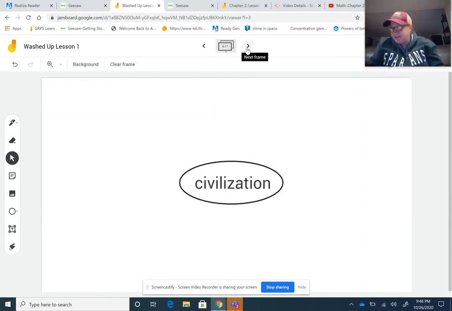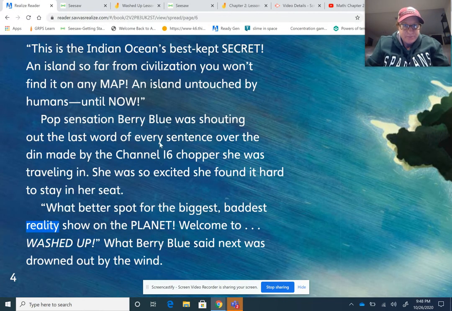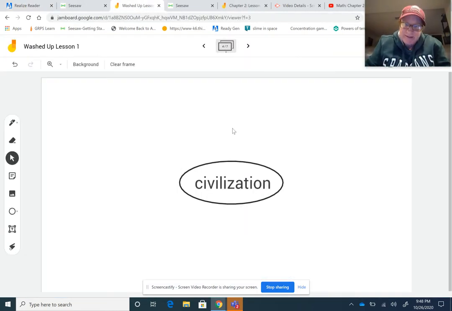Next word is civilization. Civilization was on page 4 as well. So let's go to civilization. Civilization, there it is. I see it right there. This is the Indian Ocean's best kept secret. An island so far from civilization you won't find it on any map. An island untouched by humans until now. So civilization, what do you think civilization means?